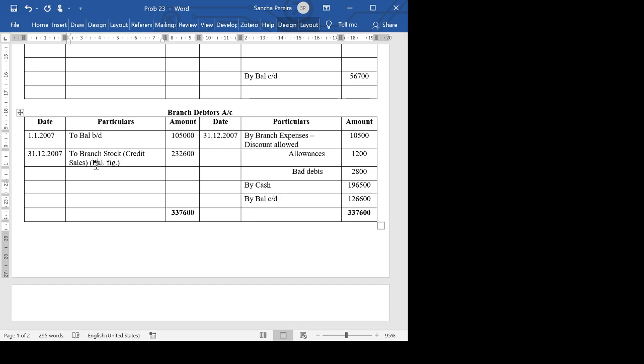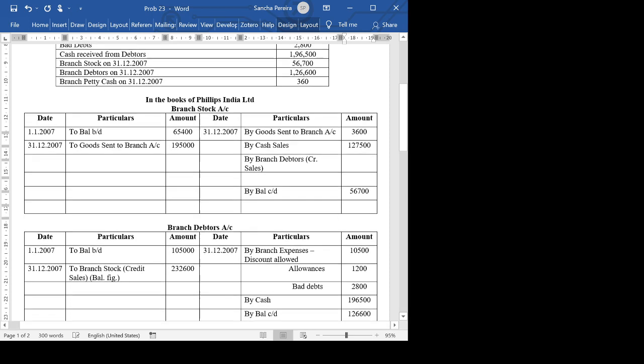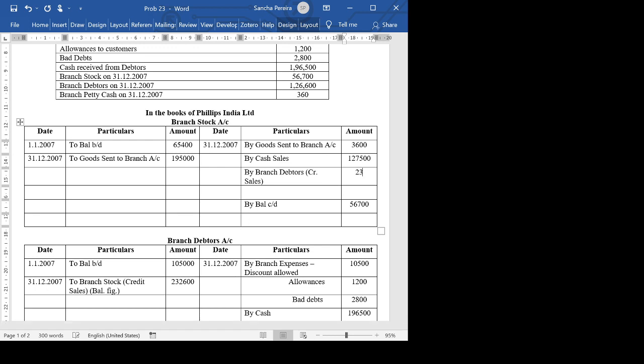So if I say to branch stock, in branch stock it will come as by branch debtors, credit sales, and that comes to 232,600. Now we can close the branch stock account.